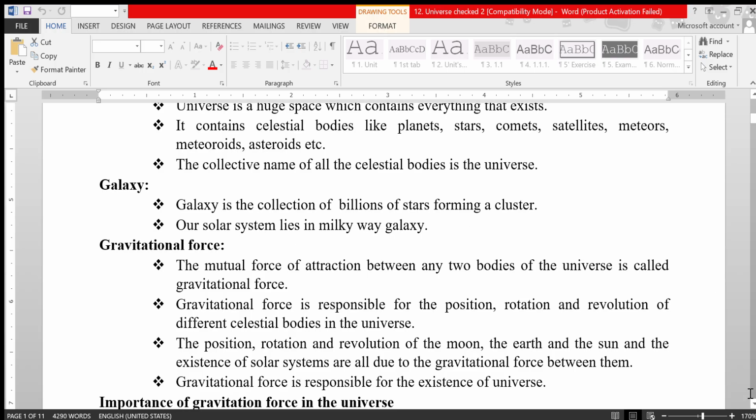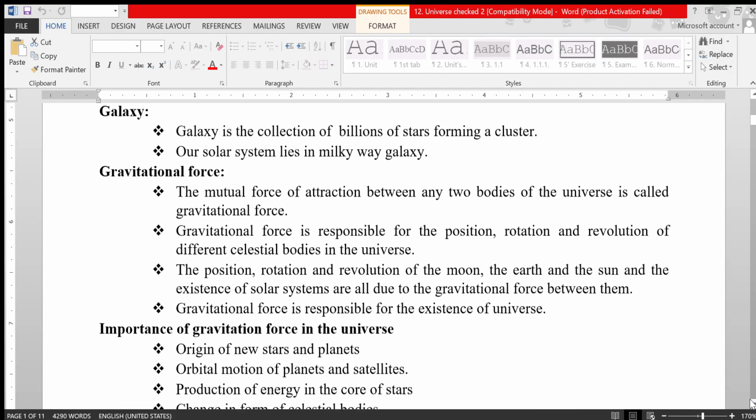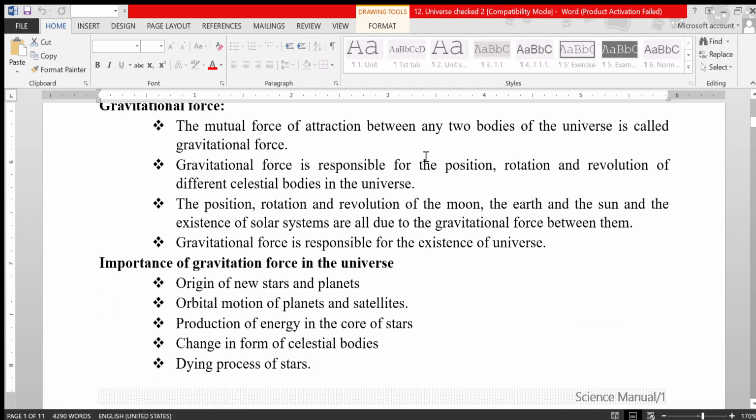Gravitational force. The mutual force of attraction between two bodies of the universe is called gravitational force. Gravitational force is responsible for the position, rotation, revolution of different celestial bodies in the universe. The position, rotation, revolution of the moon, the earth and the sun, and the existence of the solar system are all due to gravitational force between them. Gravitational force is responsible for the existence of the universe.